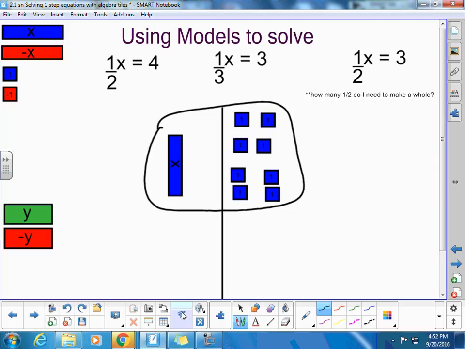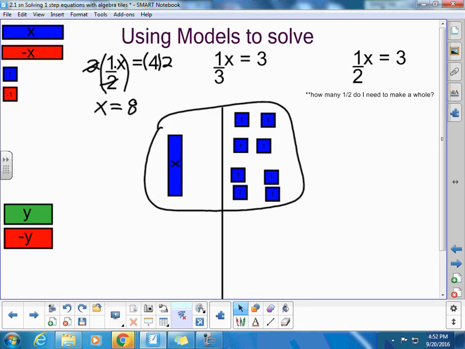equals 8. How do we do that algebraically? Well, it says 1/2 times x, or x divided by 2 is another way to write it. So to undo that, I'm going to multiply this by 2. And if I do it on one side, I have to do it on the other. So I'm going to multiply this by 2. These two cancel each other out, and we get x equals 4 times 2, which is 8.